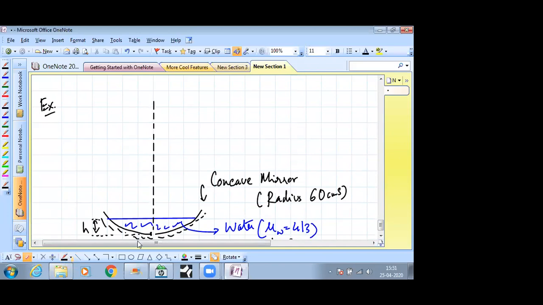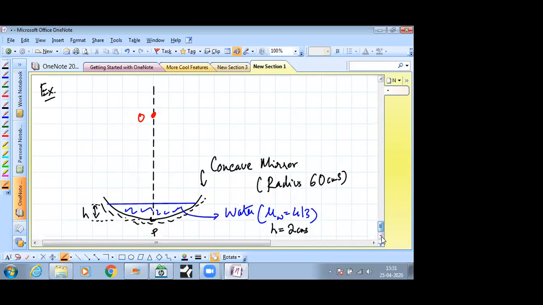This is a very common type of question, where the final image coincides with the original object. So here I am placing a point object, like a point source of light, over here. The question states: at what distance from the pole should the point object O be placed?